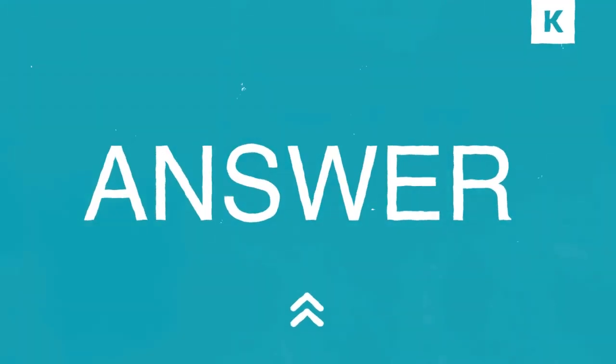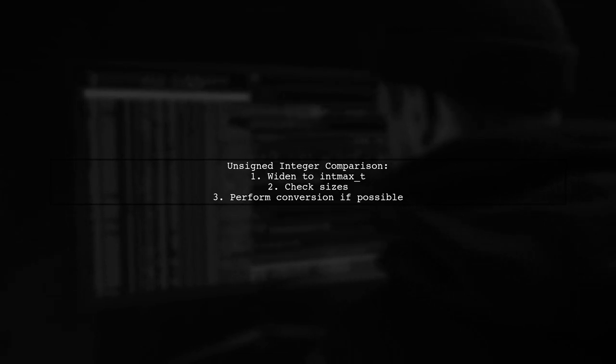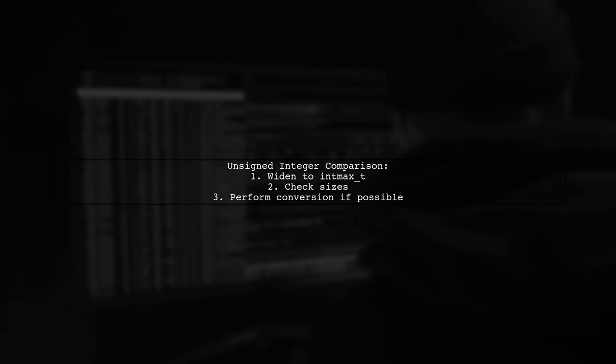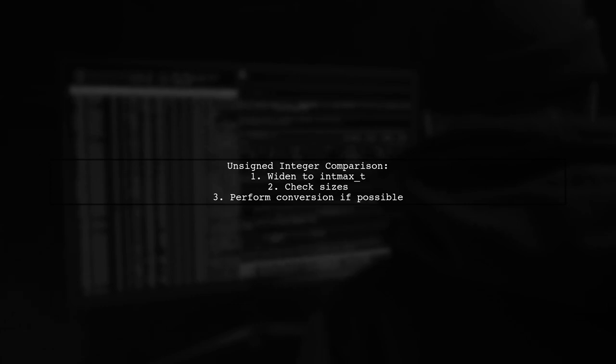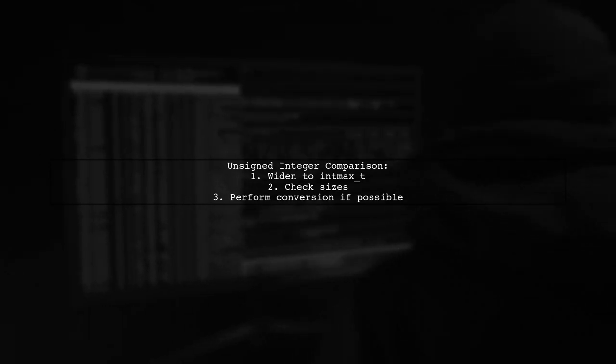Let's now look at a user-suggested answer. To compare unsigned integers correctly, you can widen both arguments to intmax_t, the largest integral type. Check if both can fit into intmax_t and perform a widening conversion if they can.